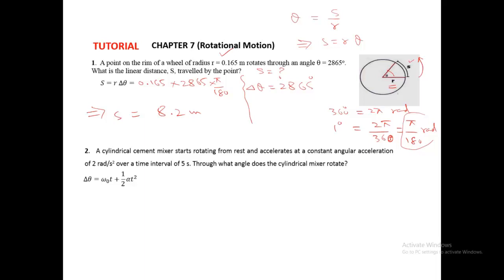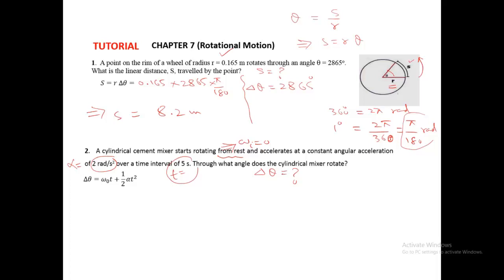Next question. A cylindrical cement mixer starts rotating from rest. Starts from rest means you have omega I equal to 0, angular speed initial, at a constant angular acceleration, this is your alpha, 2 radian per second square. So this is your time t, 5 seconds. Through what angle? So delta theta you have to find out.